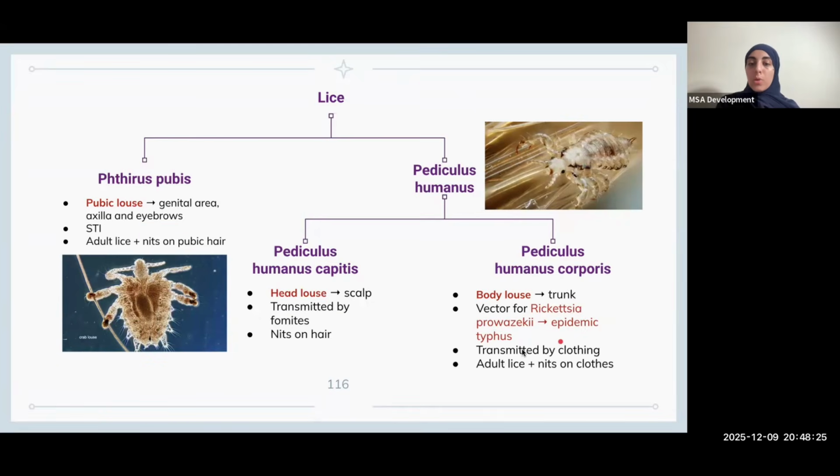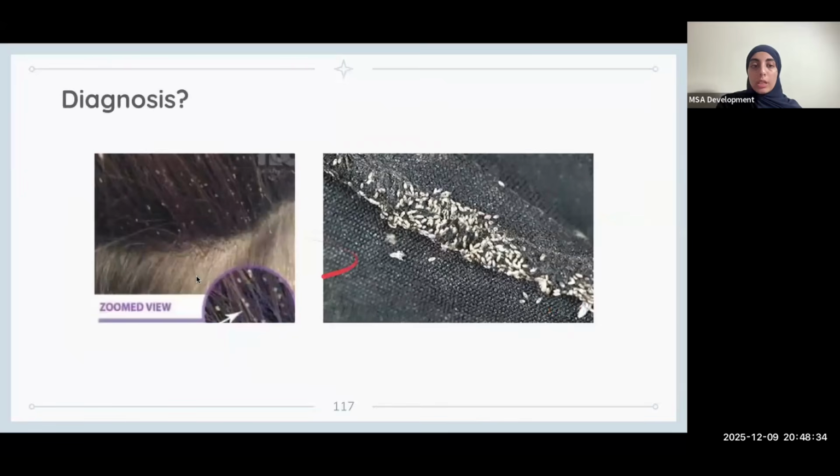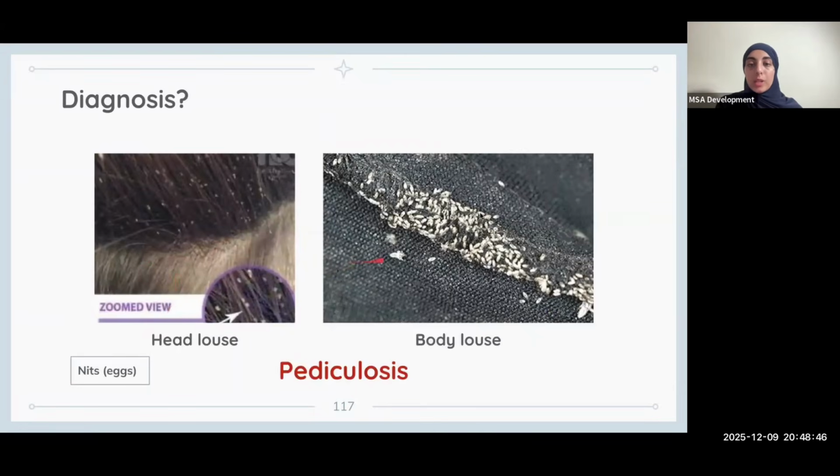So when you have someone with the corporis, you need to make sure that they don't have epidemic typhus. Now, what is this? These two are different. So what is this one? It's on the hair. So what do we call it? So both of these are pediculosis. This one is the head louse, and this one is on clothes. So it's body louse. Okay, they are both pediculosis.